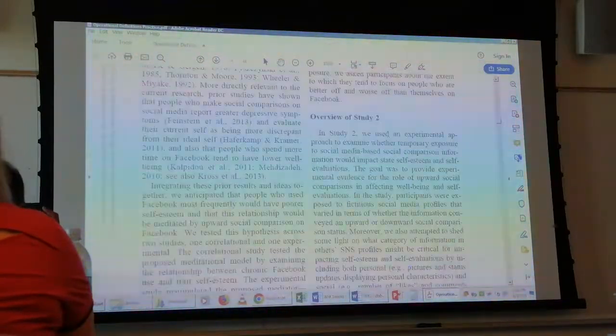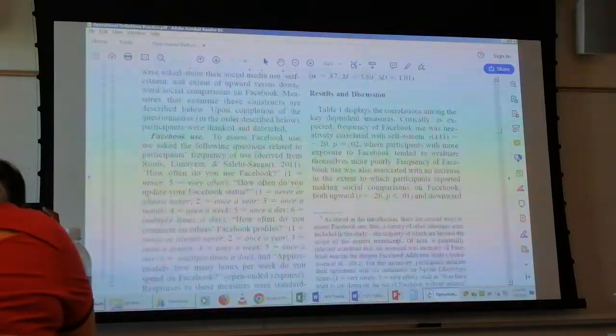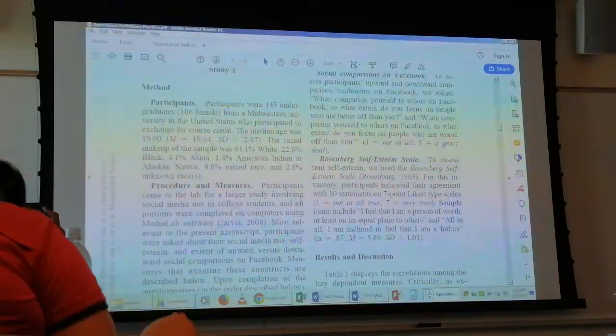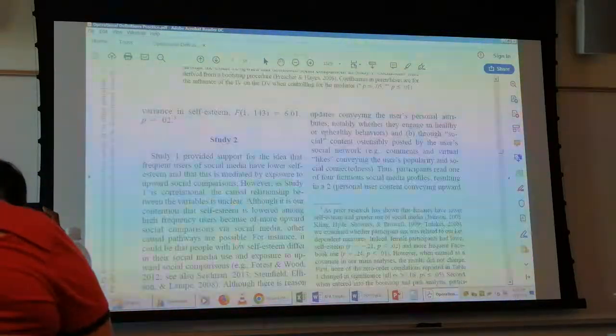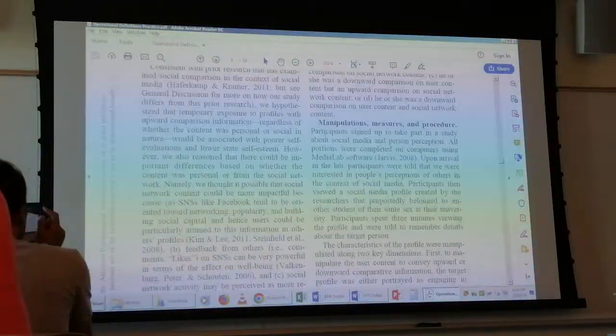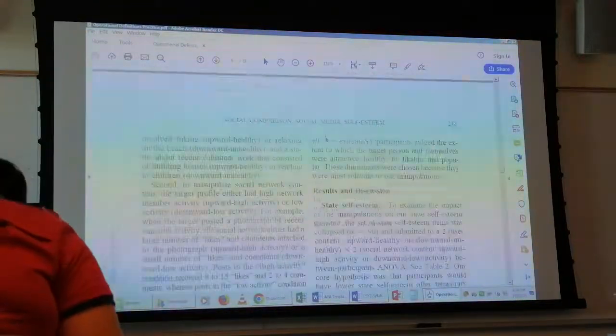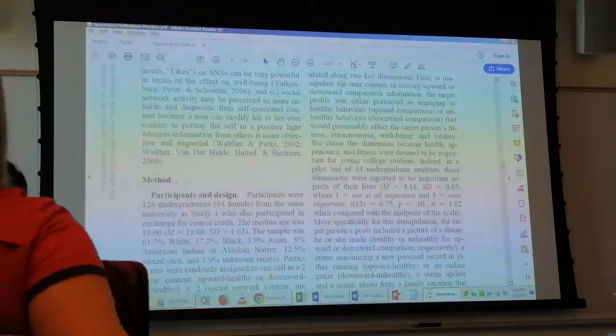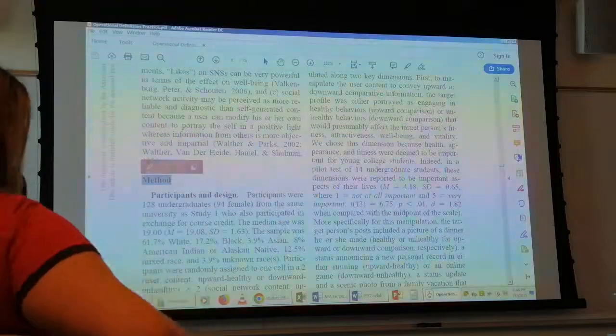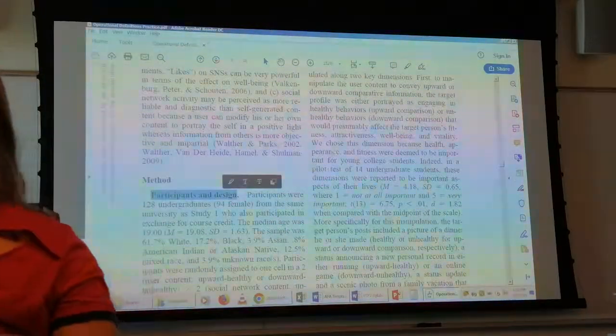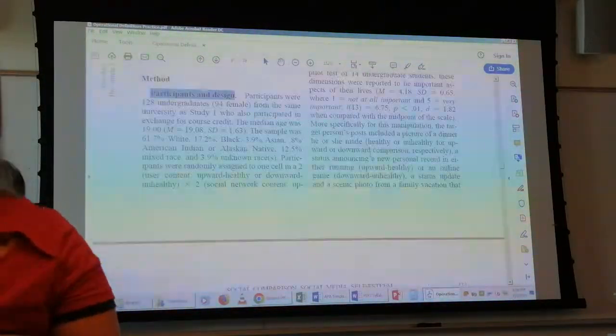All right, so let's go to the method section and let's find it. I don't think it's the first one, because this is the correlation. So it's going to be the second study, Study 2. All right, so notice I'm in the method section. This is Study 2, by the way, but see, I'm in the methods. Here are the participants and the design, so it's not going to be there.